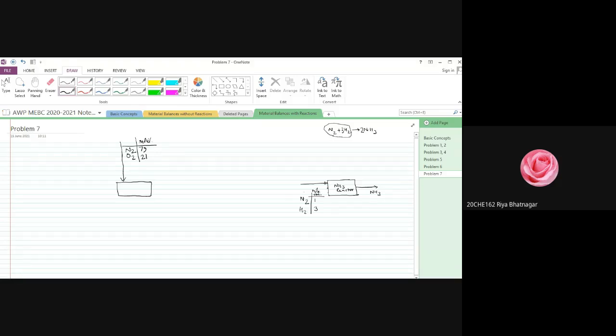Any other good way to get rid of oxygen? Somebody must be thinking absorption in pyrogallol or something like that. Diffusion. Diffusion of what? At a particular temperature, both of them would have different rates of diffusion. All right. Is there any easier way of getting rid of oxygen without affecting nitrogen?